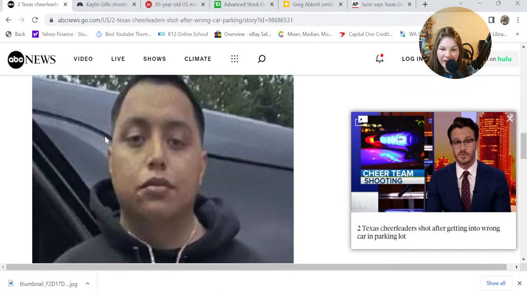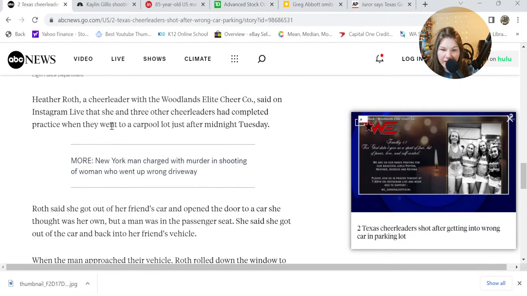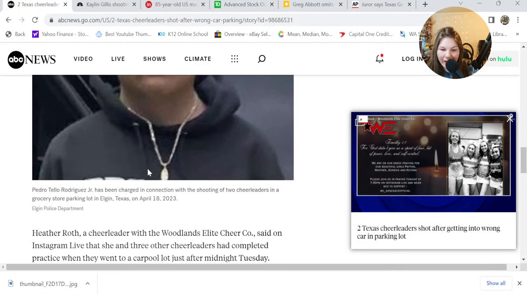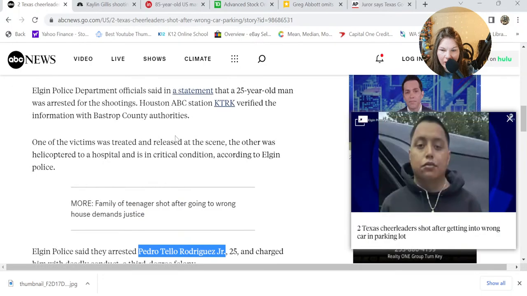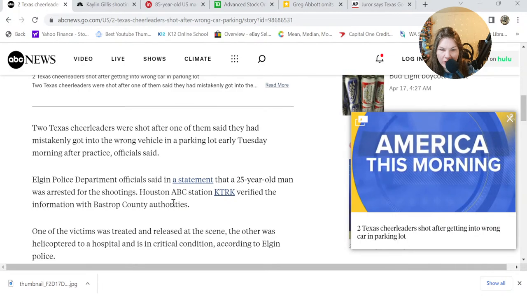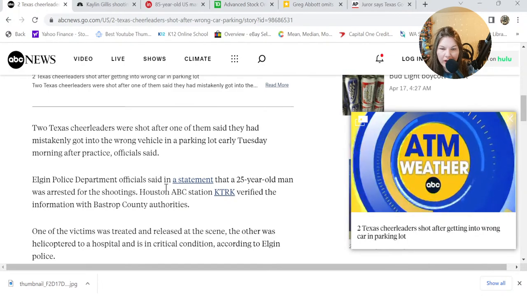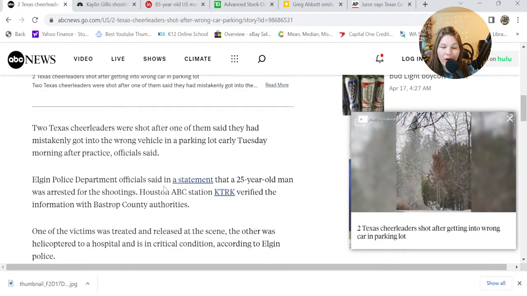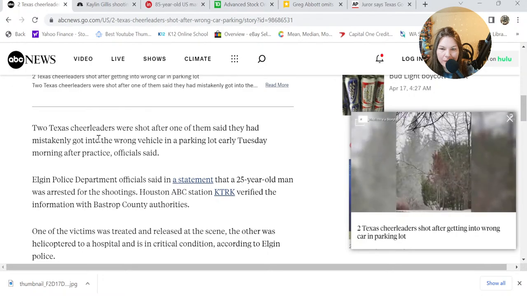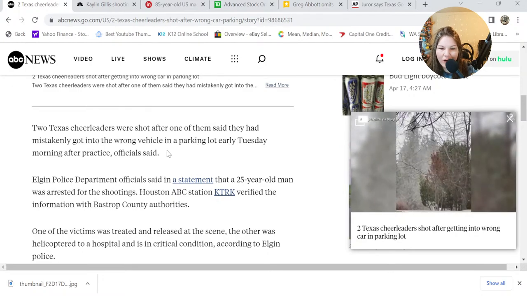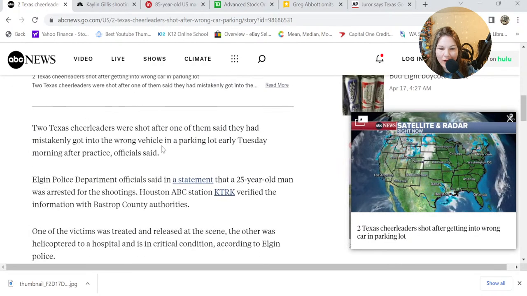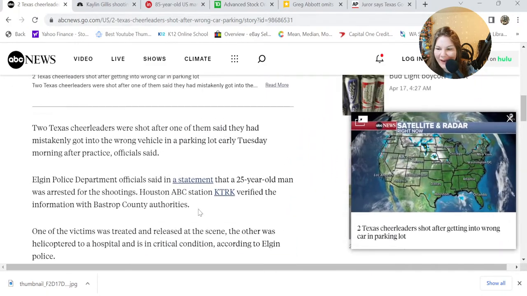What do you guys think about all of these shootings, mass shootings, kids getting shot by legal guns, guys? This guy sitting in his car, 25 years old, legal gun, shot a gal, a cheerleader. All she did was get in the car. She thought it was her car, guys. You want to know how many times I've gotten into the wrong car in a parking lot? This little girl's like 18. You know how many times I've gotten in the wrong car in a parking lot? At least 3 times. I'll be dead. Why? Why are we allowing people that are crazy to have legal guns?